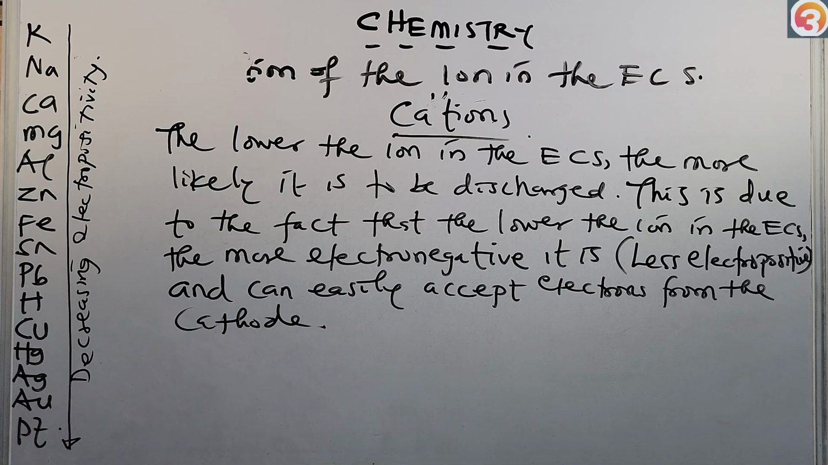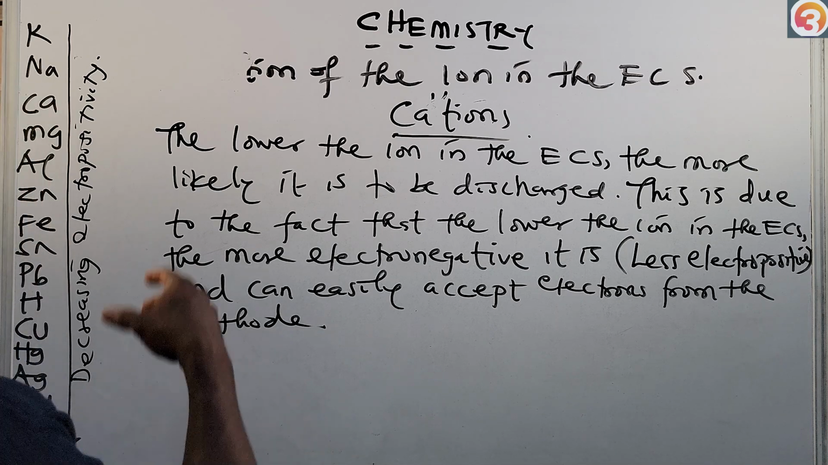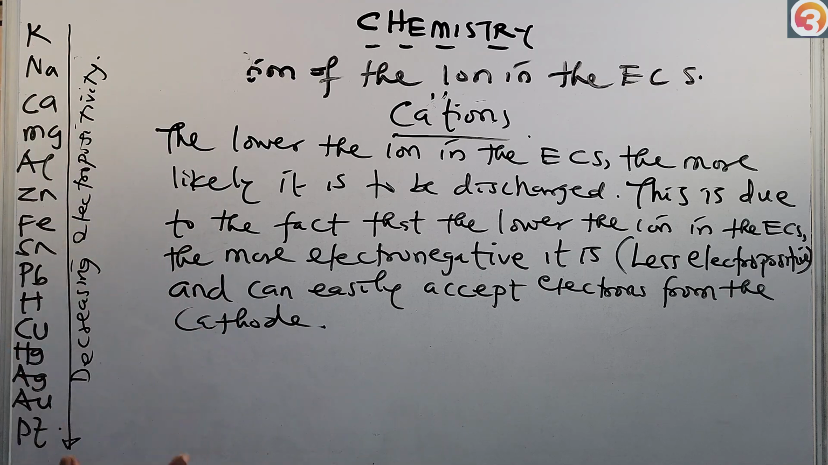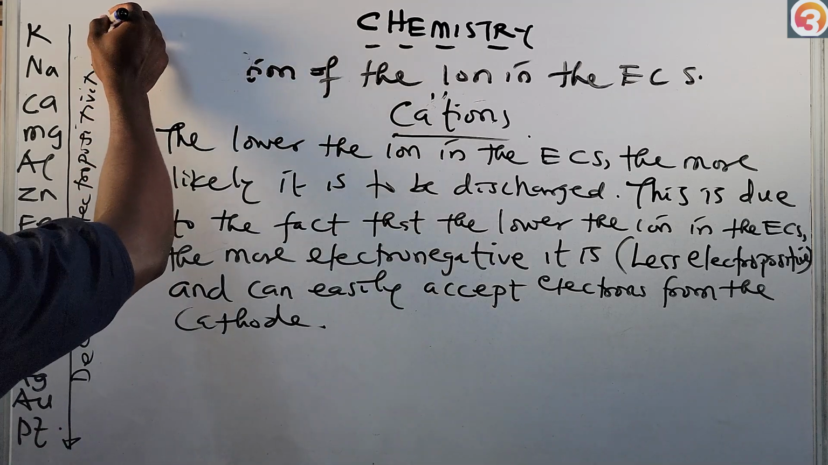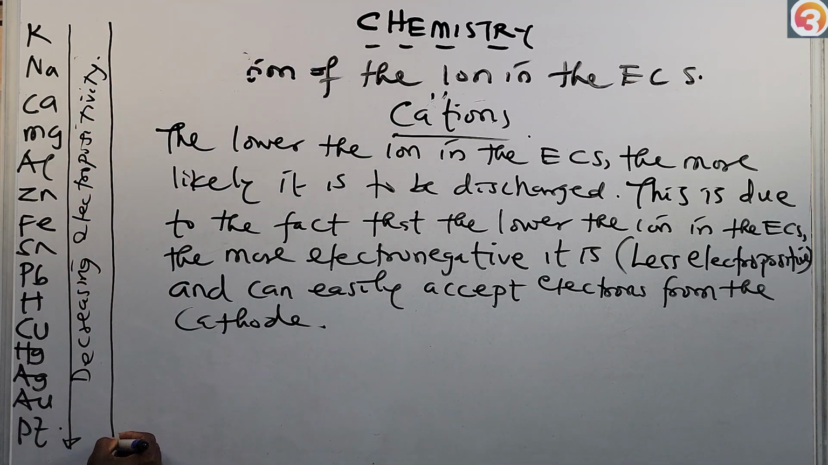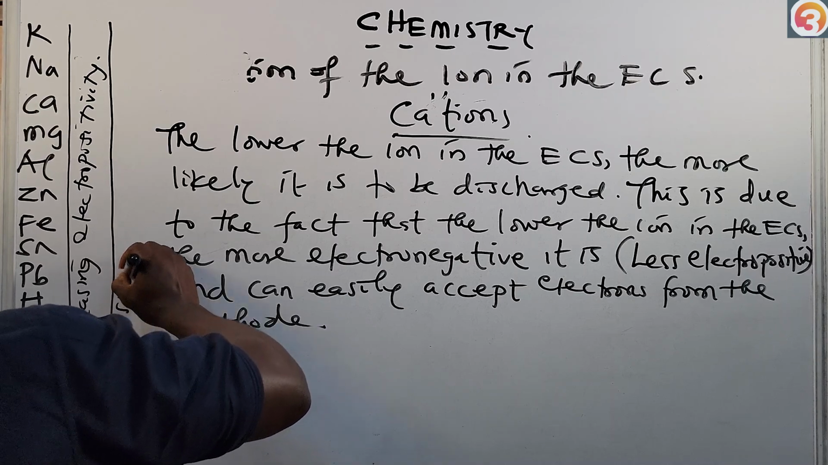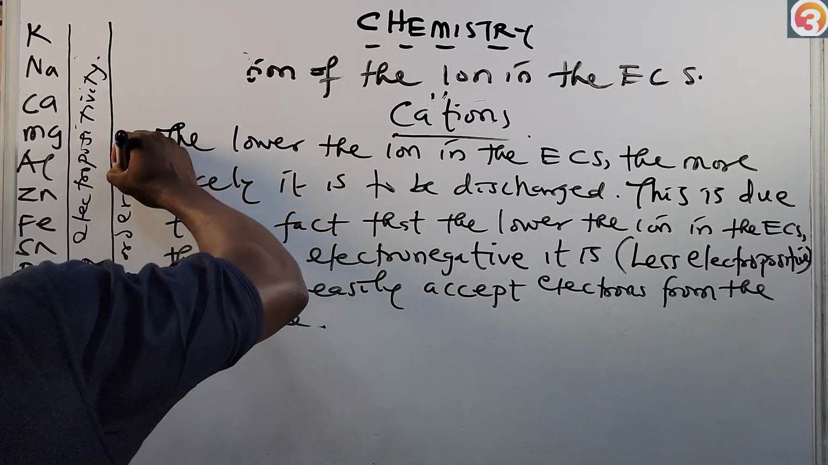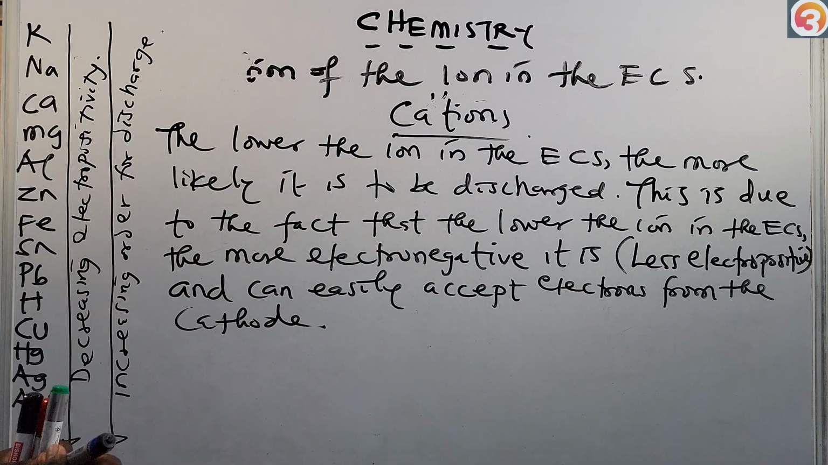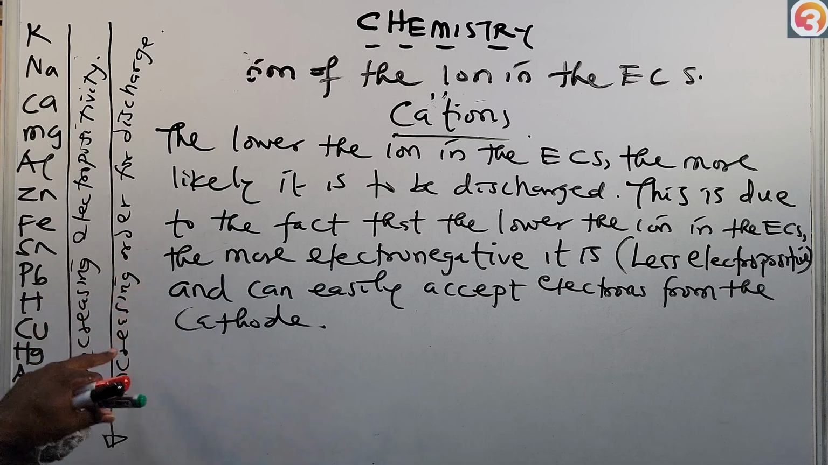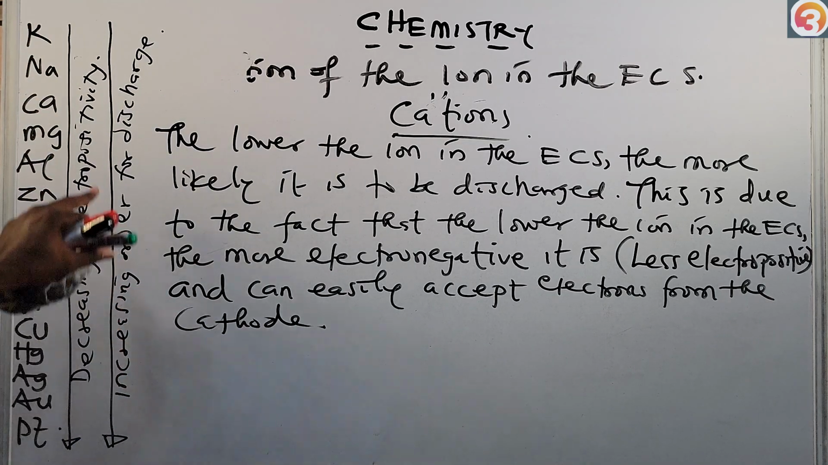That means in preferential discharge, the order of preference for discharge will be coming down this way, right? This will be increasing order for discharge as you are coming down. Preference for discharge will be increasing as you are coming down.